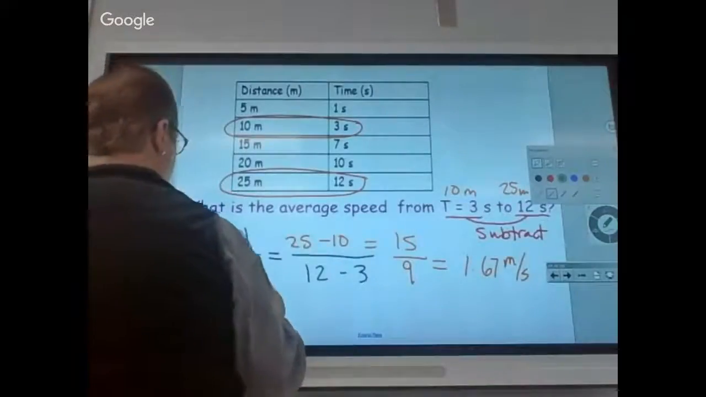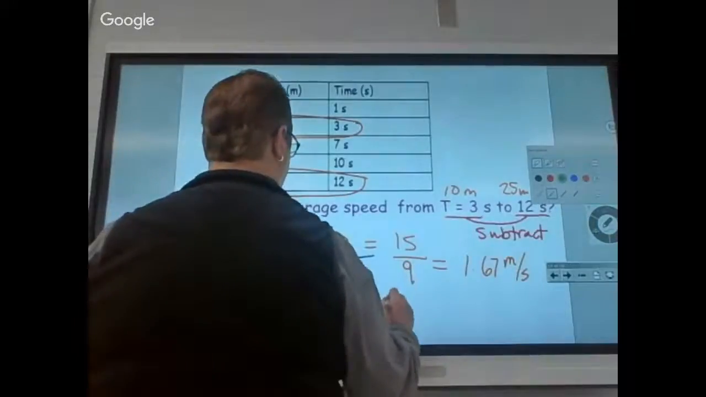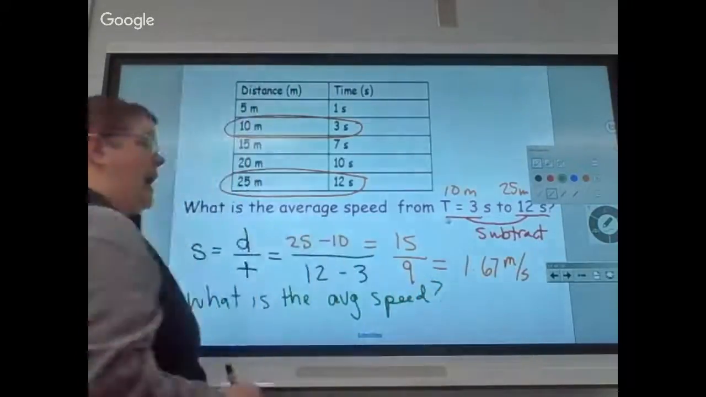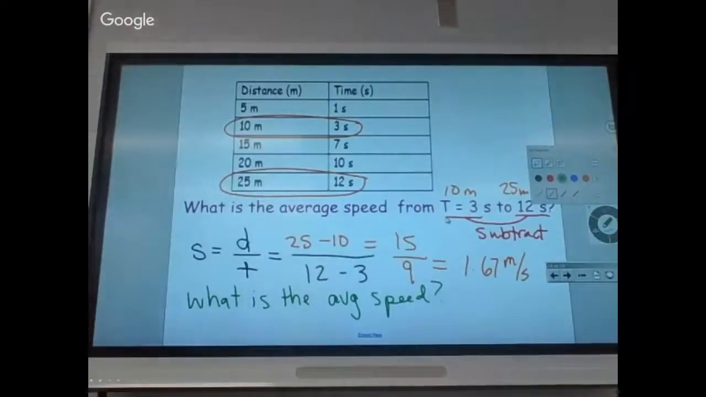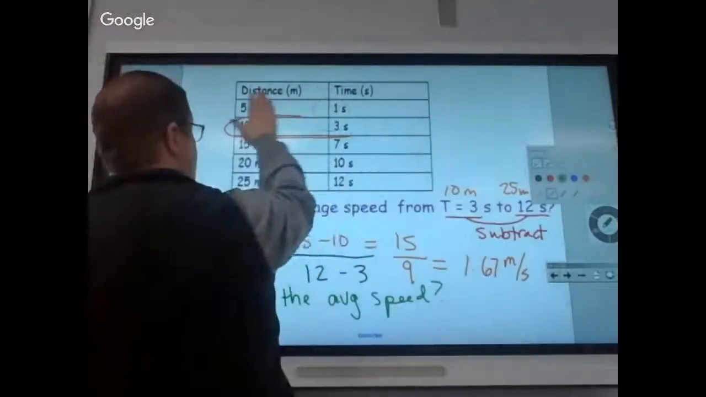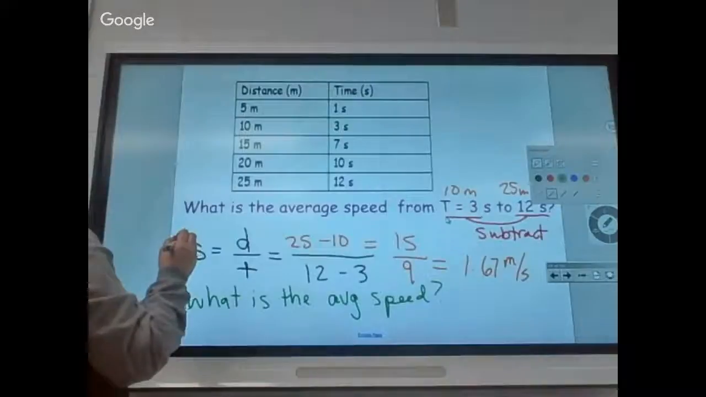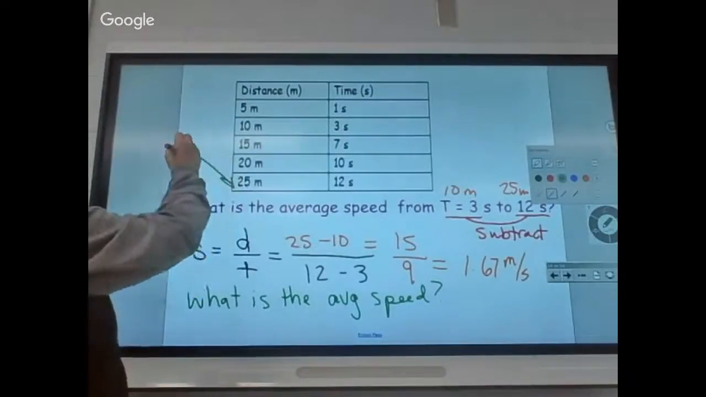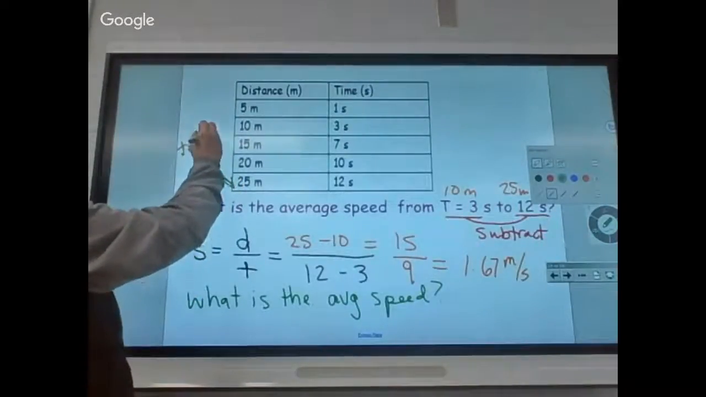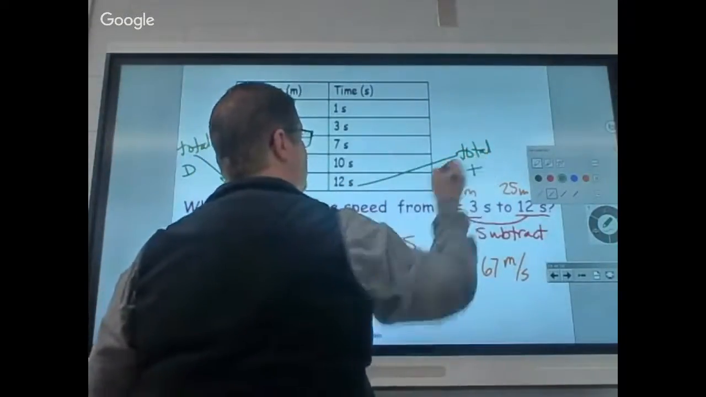Now, what if I say, what is the average speed? And I don't give you a time. I don't say to find the average speed from this time to this time. How do you find average speed if I just leave it blank like that? Okay, the total distance and the total time. So what's the total distance? That's right. You go to the end. That's the total distance, and that's the total time.